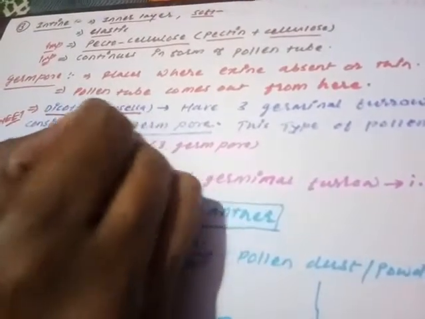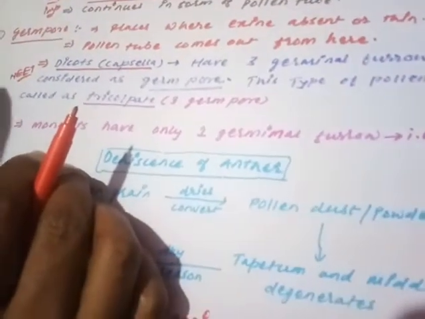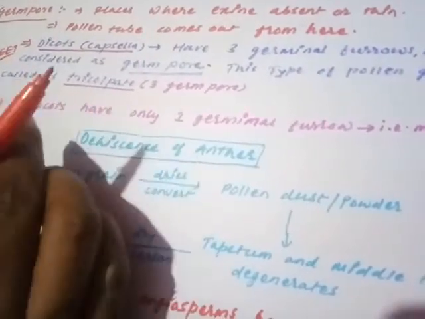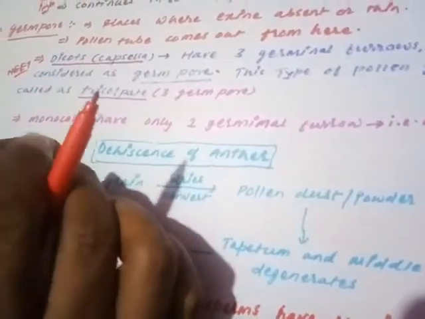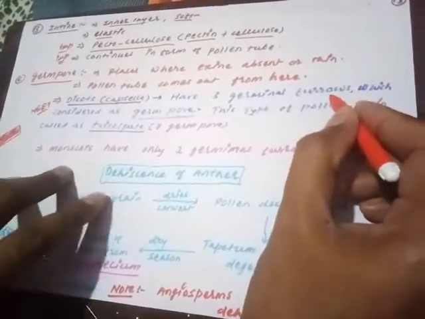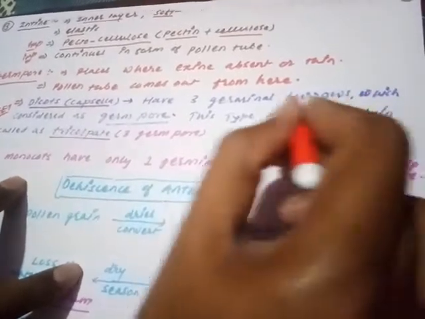In dicots, we are again taking the example of Capsella, because in the previous lecture I explained that Capsella is the most studied pattern of embryonic development in dicots. So most dicots follow the same pattern as Capsella. The dicots have three germinal furrows, which means all three germinal furrows will get converted into germ pores.